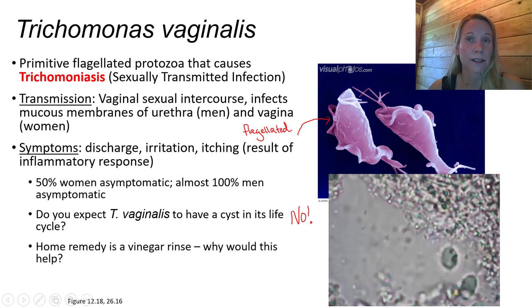Home remedy is a vinegar rinse. Why would that be helpful? Well, vinegar is acetic acid, which has a very low pH and can actually denature proteins. So that can be an effective first attempt to eliminate this parasite. So complications associated with trichomoniasis. Well, the World Health Organization lists that the complications of infection with Trichomonas is that this increases your likelihood of co-infection with other infectious agents like HIV, for example. For women who are infected with Trichomonas, it also increases their risk for delivery of babies preterm.